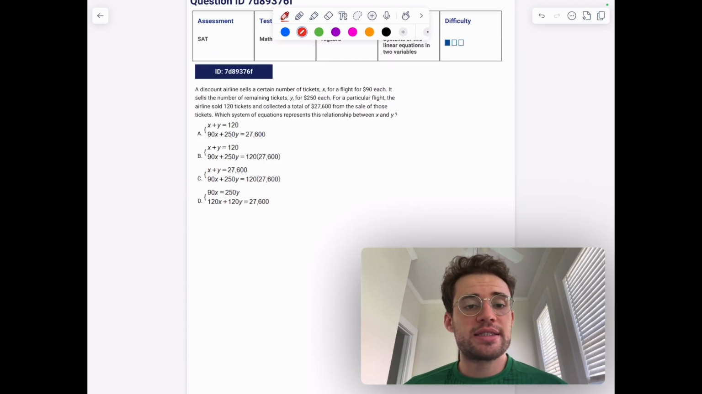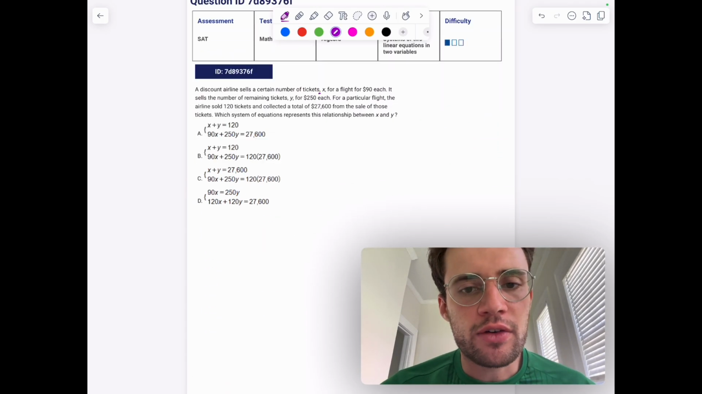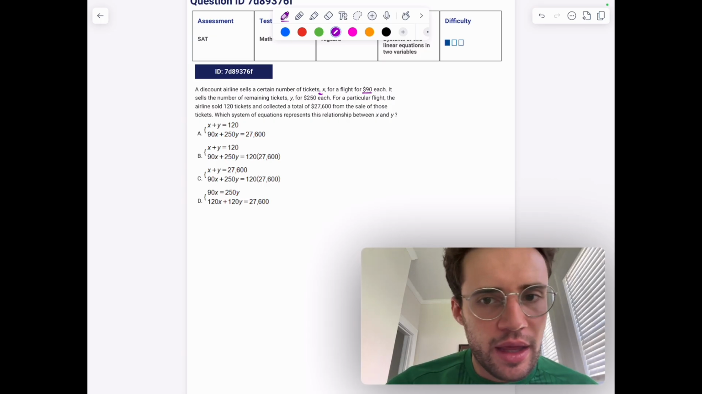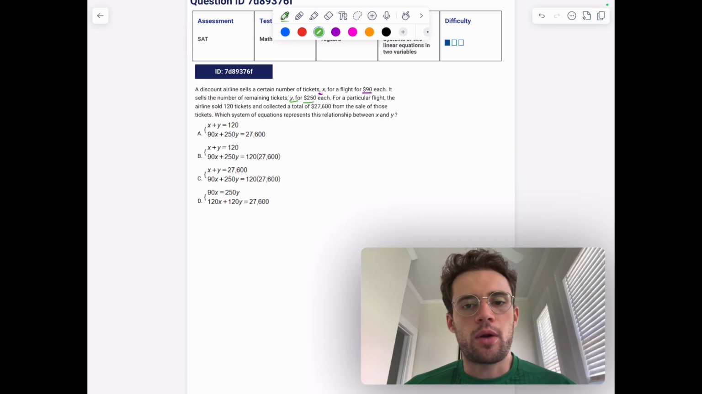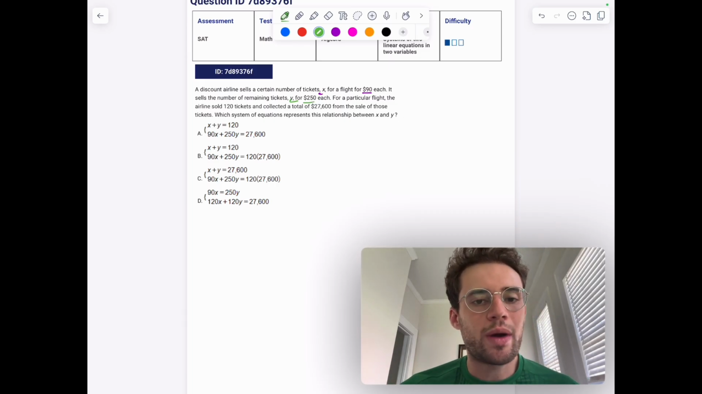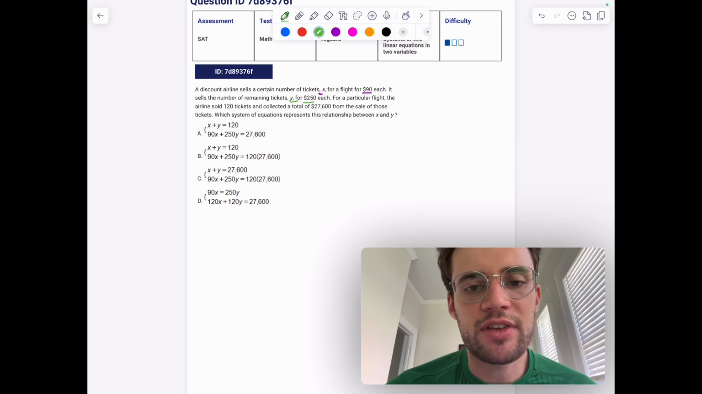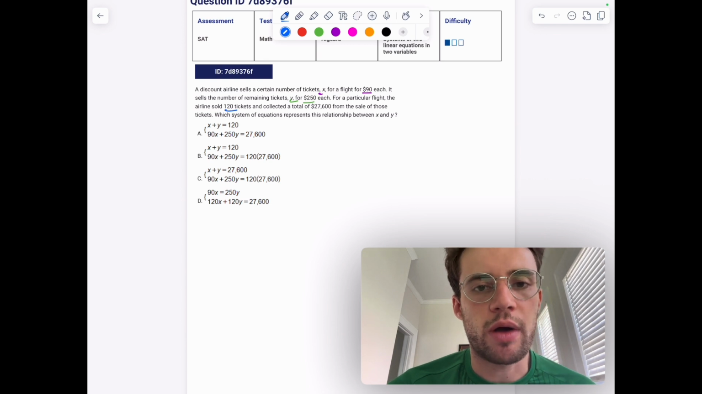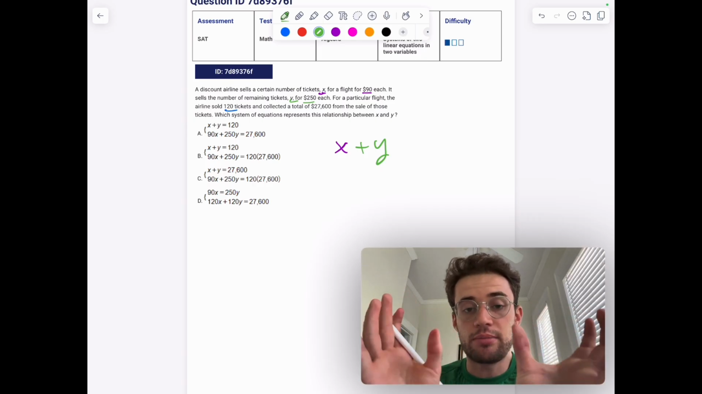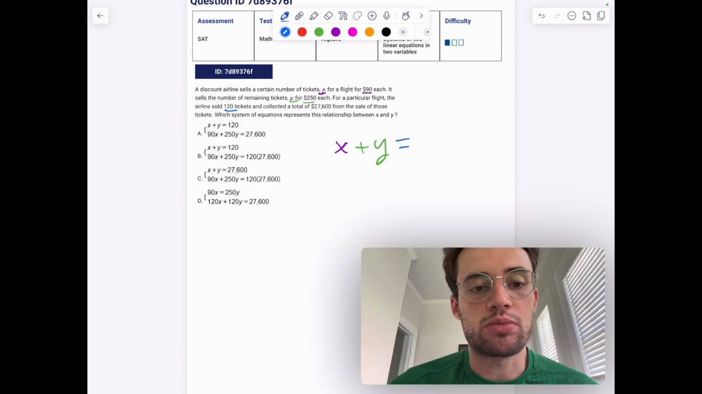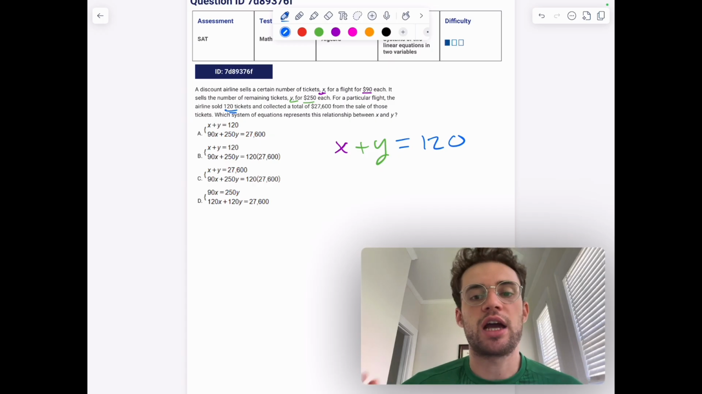A discount airline sells a certain number of tickets, X, for flights for $90 each. It sells the number of remaining tickets, Y, for $250 each. For a particular flight, the airline sold 120 tickets and collected a total of $27,600 from the sale of those tickets. All right, so the total number of tickets is 120, and we have X number of tickets that are the discount tickets, plus Y number of tickets, which are the expensive tickets. If you add up the number of tickets from the two types of tickets, that gives you the total number of tickets, which we said was 120. So X plus Y should be 120.